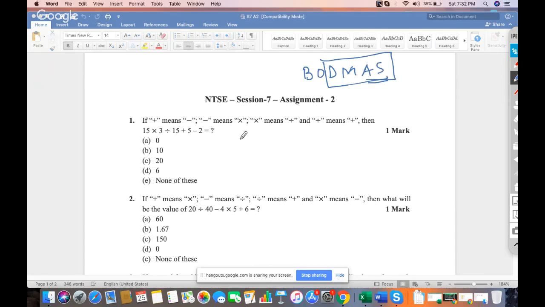Okay, so in this question, always remember all 4 signs are here: multiplication, division, addition, subtraction. So multiplication sign, where is multiplication means division. So as soon as I see multiplication, I replace it with division. Now division means plus. So I write plus 15. Plus means negative, so I write minus 5. And negative means multiplication, so I write 2 here. And then I solve it.